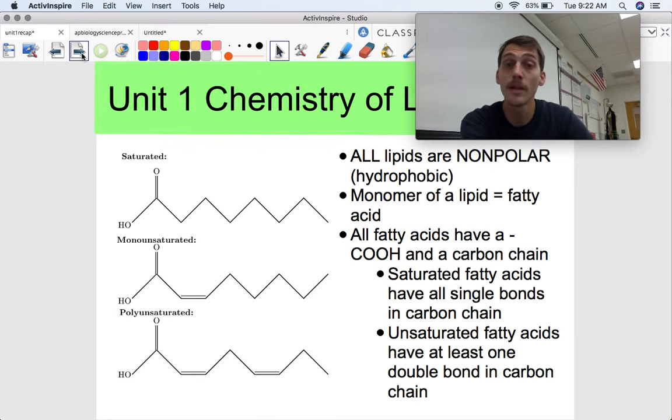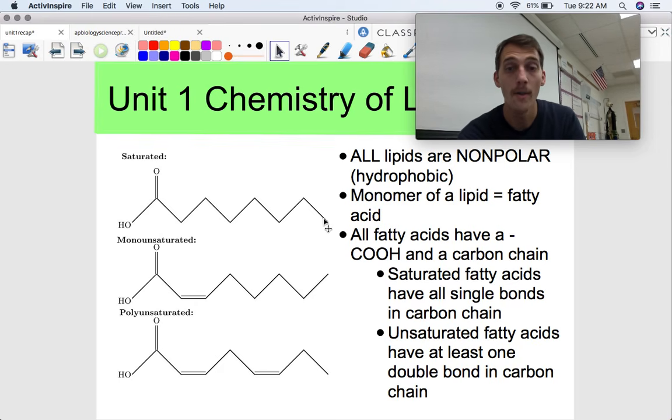Okay, let's talk about lipids. This important note about lipids is that all lipids are nonpolar. They're hydrophobic. It is a nonpolar molecule. And the monomer of a lipid is a fatty acid. You may have heard of fatty acids before. There are saturated fatty acids and there are unsaturated fatty acids. And there's pictures of them over here.